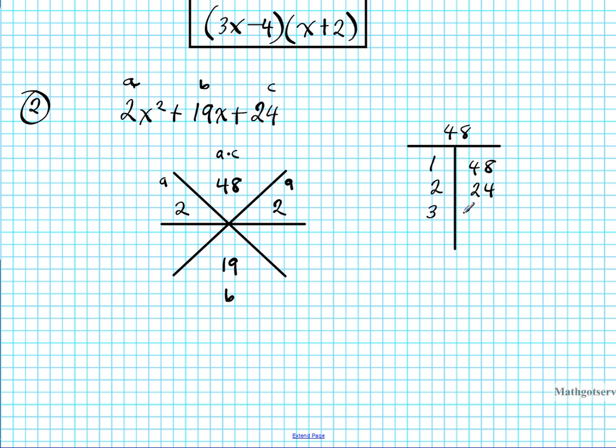Moving along, 3 times what? 3 times 16. If I subtract these two, I get 13. If I add it, I get, bam, 19. This is the pair that works. Okay? All right, let's make sure that this is perfect.